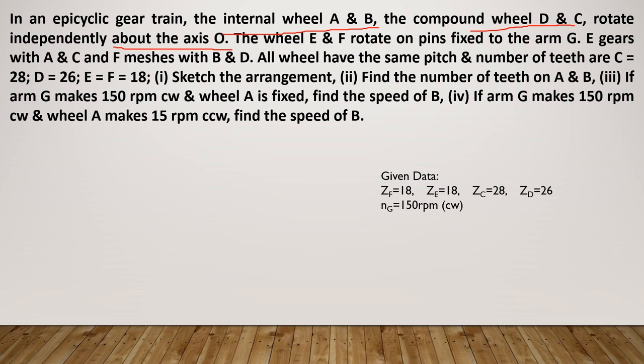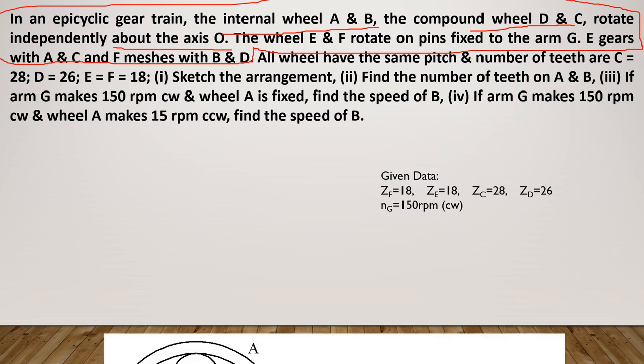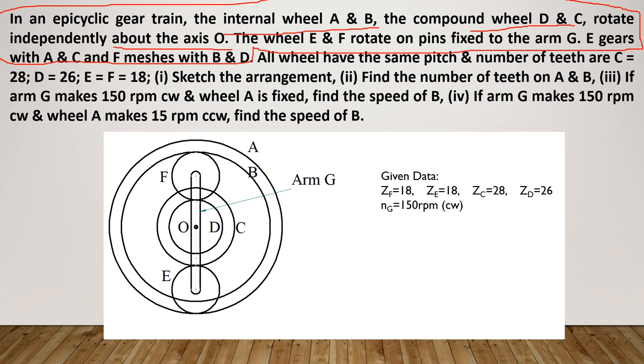So all the wheels have the same pitch. Till here, whatever description is given, that is the description of the arrangement of the gears. So seeing this, if you draw the arrangement, it looks somewhat like this. So see here, everything is satisfied. A and B are the internal wheels. So it is the largest wheel.